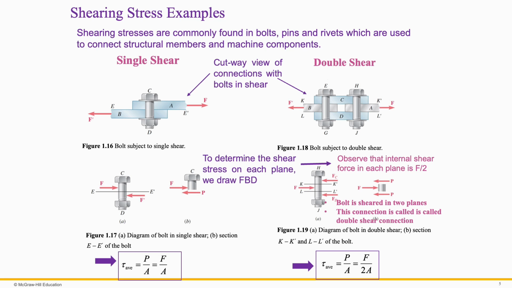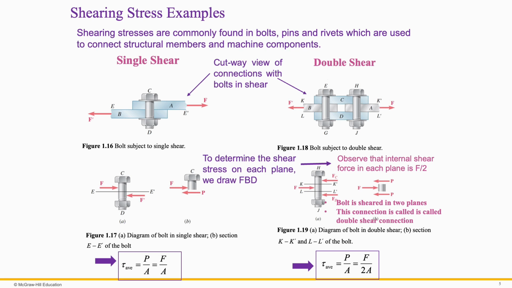Next, let's move on to double shear, as shown in figure 118. Here, the bolt is connecting three plates, one central plate and two outer plates. The middle plate is trying to move in one direction while the outer plates are moving in the opposite direction. This causes the bolt to be sheared in two different planes.